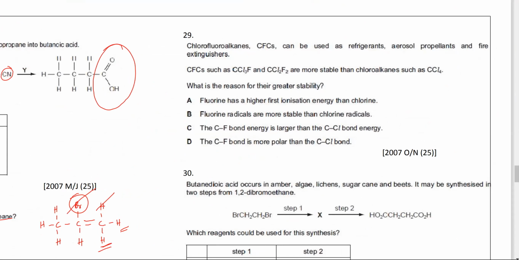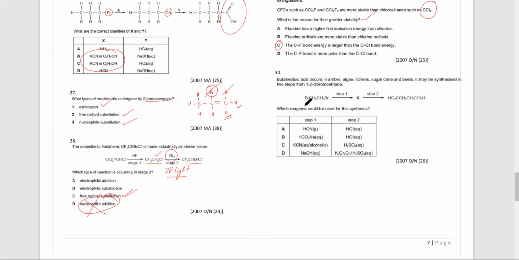So next is CFCs can be used as refrigerants, aerosol propellants, and fire extinguishers. What is the reason for the greater stability? के इतने stable क्यों होते हैं ये? वो कह रहे कि CFCs they're more stable than chloroalkanes क्योंकि उसमें फ्लोरीन आ गया. फ्लोरीन का bond is much stronger. So C is true. CF का bond टूटना मुश्किल है. इसमें CCl के bonds हैं वो थोड़े से ज़्यादा जल्दी टूट जाएंगे. लेकिन वो कह रहे it's kind of more stable. फिर अगला है कि इसको skip ही कर दो.